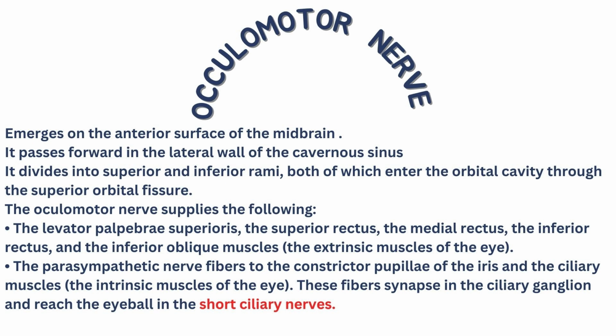Okay, the next is the oculomotor nerve, which is the third cranial nerve. It emerges on the anterior surface of the midbrain and passes forward in the lateral wall of the cavernous sinus. It divides into superior and inferior rami, which enter the orbital cavity through the superior orbital fissure.